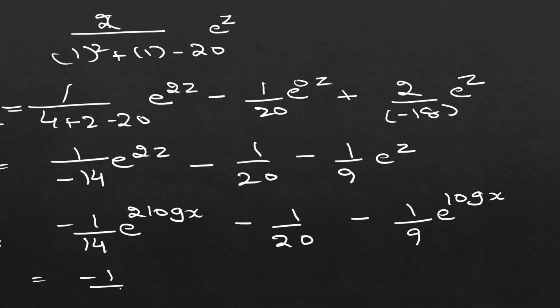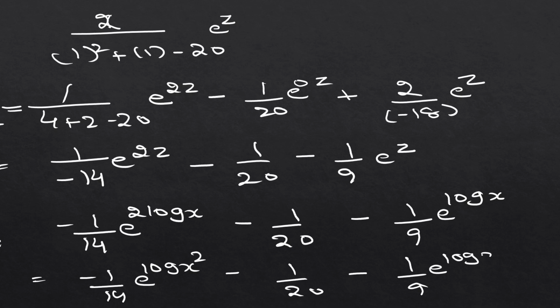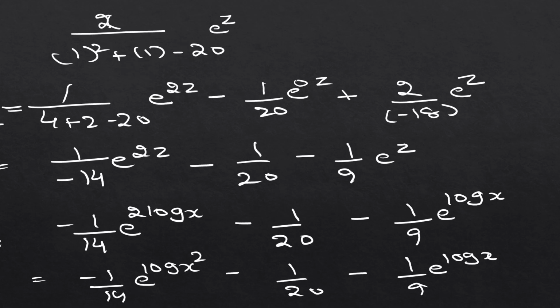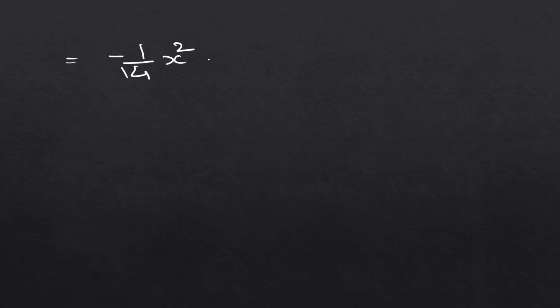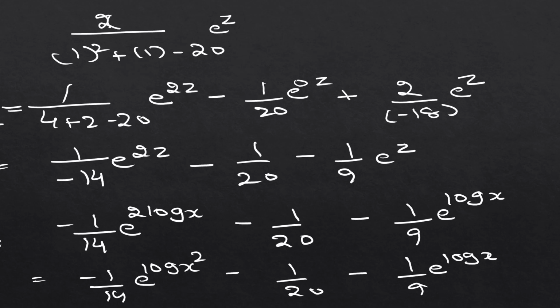So again, minus 1 by 14 e raised to power log of x square, minus 1 by 20, minus 1 by 9 e raised to power log x. Again it should be a minus 1 by 14 x square, then minus 1 by 20, then minus 1 by 9 into x. So now this is the value for our particular integral.